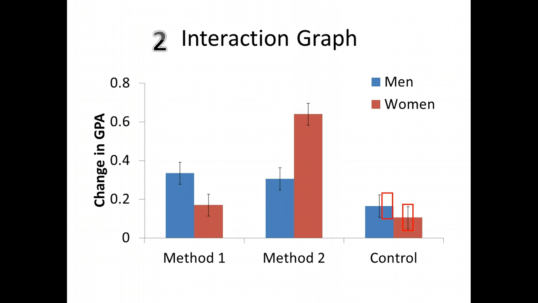For the control, those 2 standard error bars do overlap, which tells me that for method 1, men have a greater change in GPA than women, so method 1 is working better for men than for women. Method 2 works better for women than for men, and in the control condition, there's no gender difference.